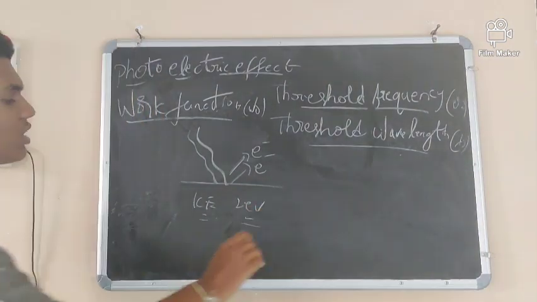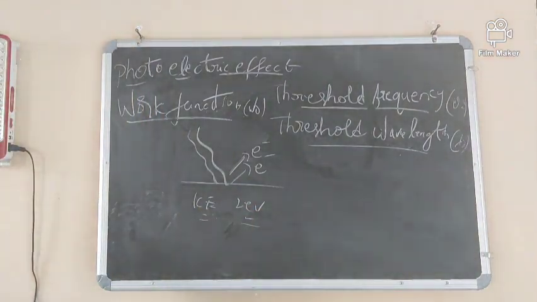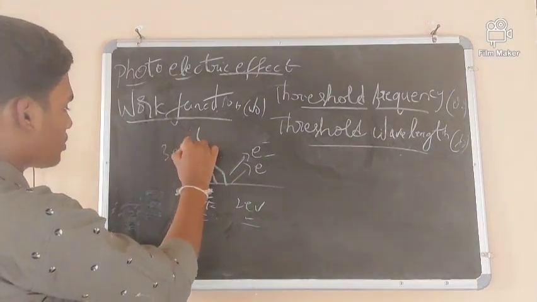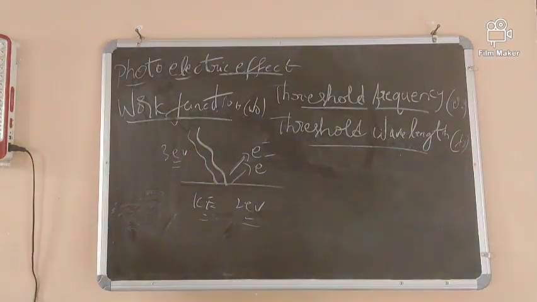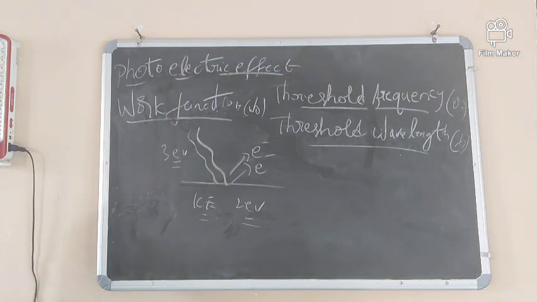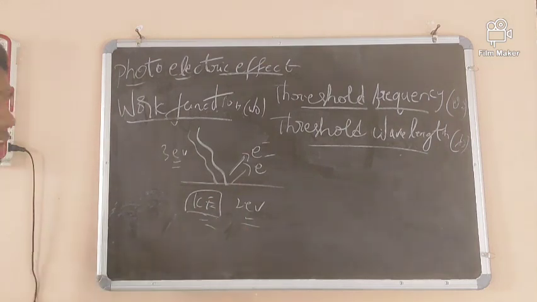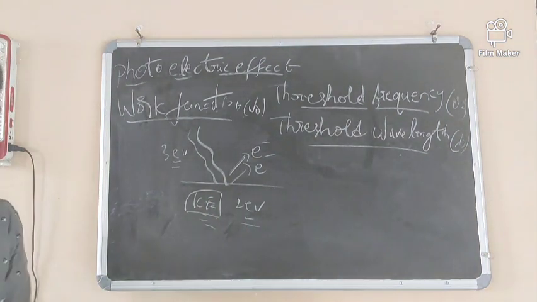Let us take an example. The work function needed is 2 electron volts. అంటే మినిమం ఎనర్జీ 2 ఎలక్ట్రాన్ వోల్ట్స్ కావాలి ఎలక్ట్రాన్ ఎజెక్ట్ కావడానికి. But the incident light energy is 3 electron volts, which is more than the required energy. So the remaining 1 electron volt is converted into kinetic energy. Okay, this is the work function.